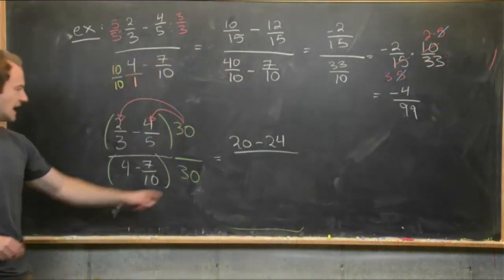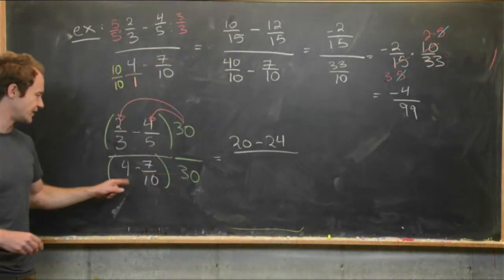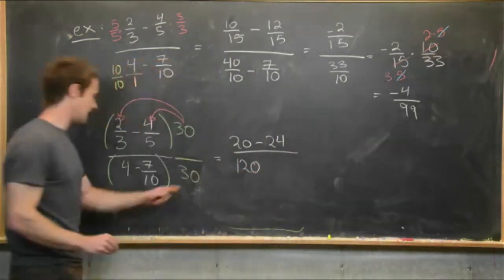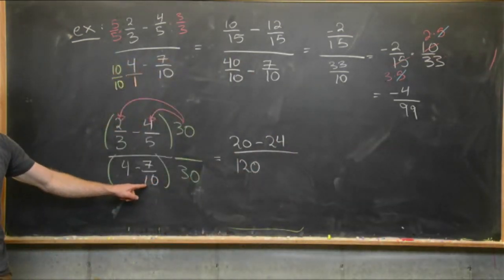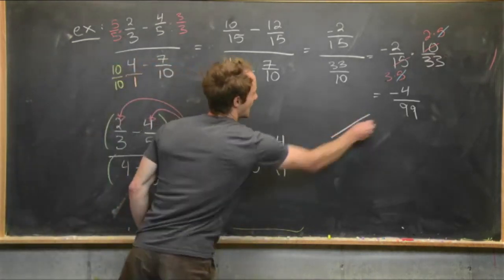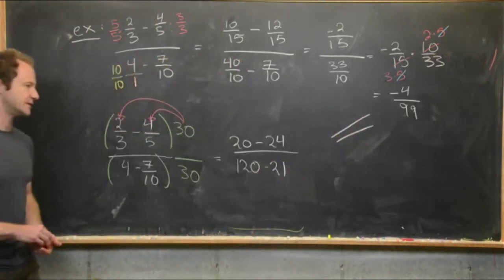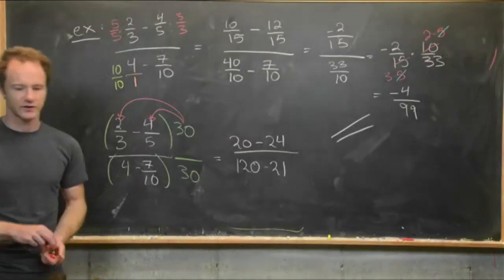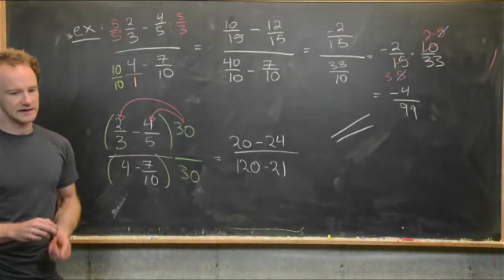All over. And then we do the same kind of thing here. So 30 times 4 is 120. And then 30, well, it's going to cancel with this 10 down to 3, so it's going to be minus 21. But now we end up with the same thing. So we end up with, well, 20 minus 24 is negative 4. 120 minus 21 is 99.